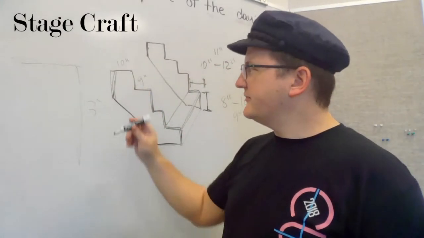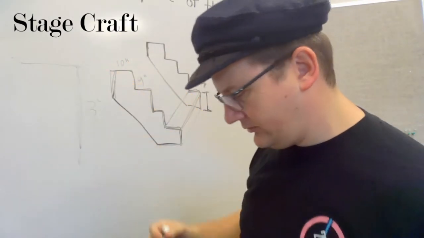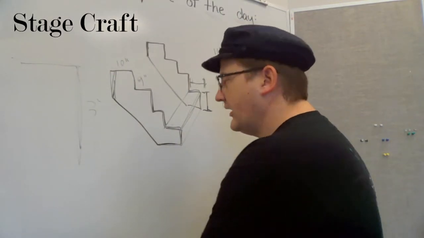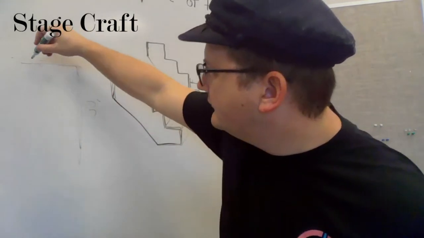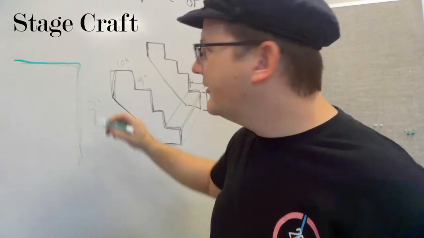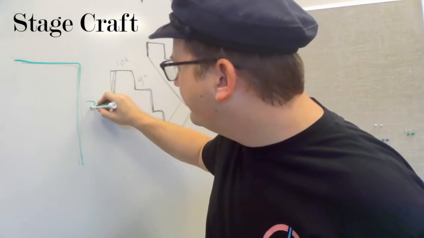right? If this platform, sorry, that's kind of, this marker's kind of dying on me. Switch to green. Ooh, that's dark. All right.